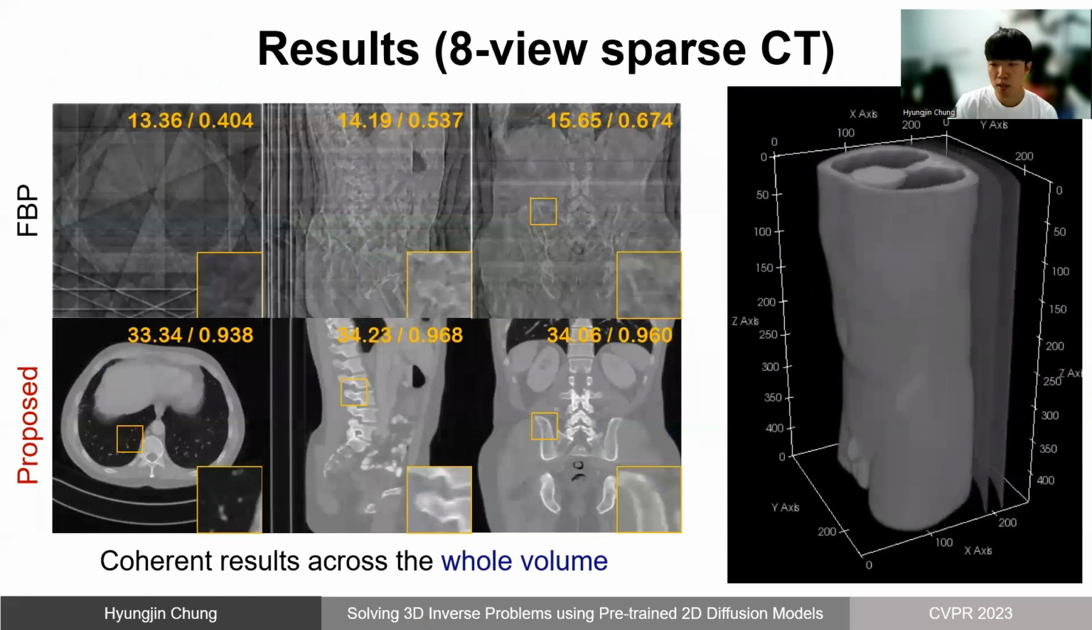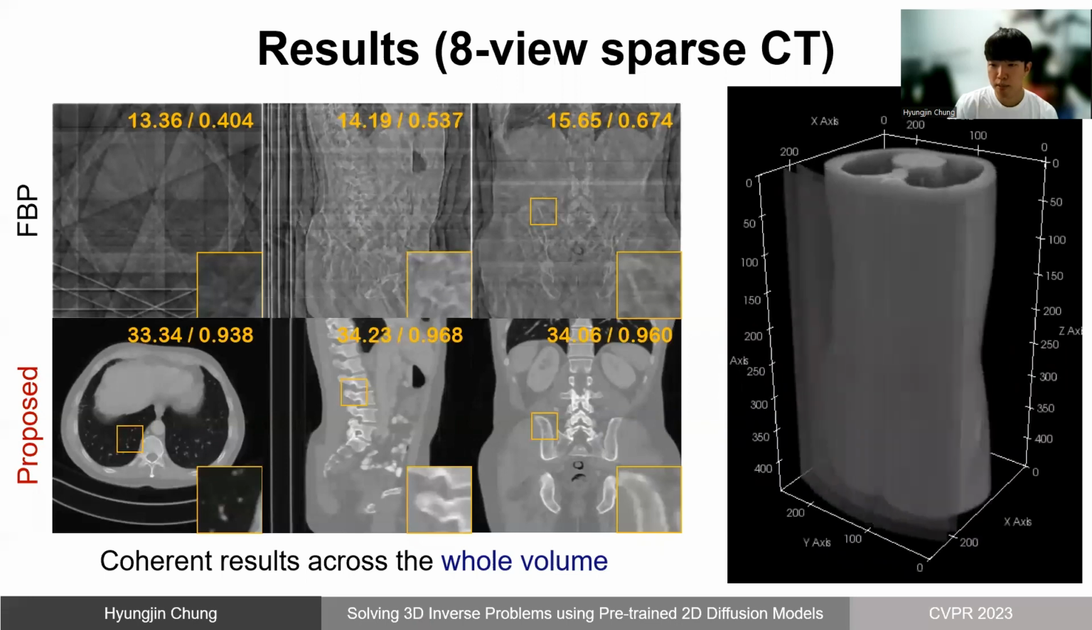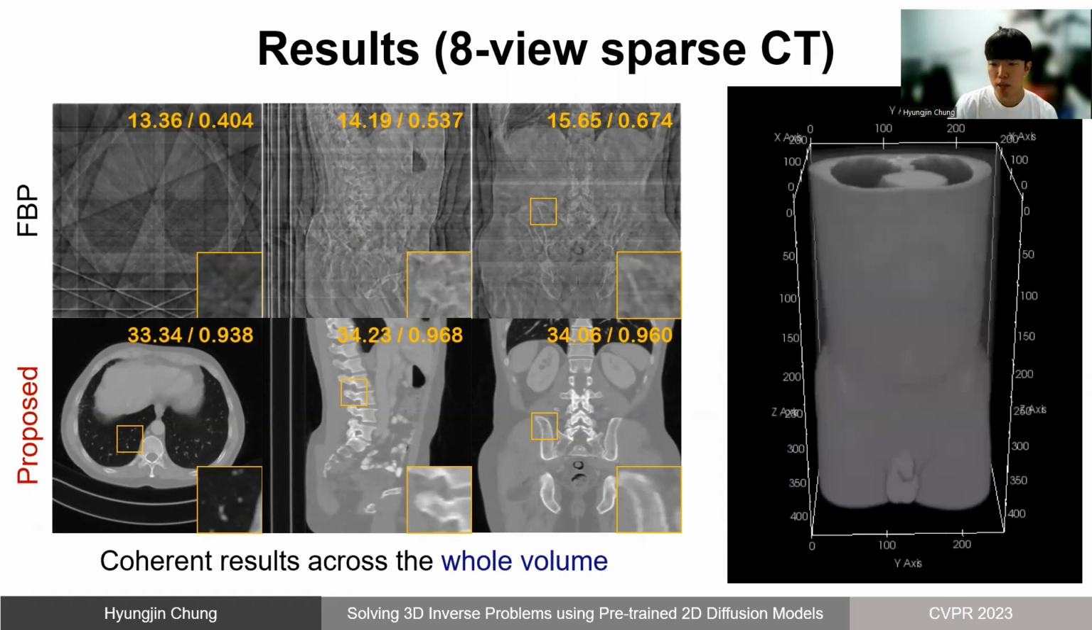Here, we show a representative result of our proposed method, dubbed diffusion MBIR. As can be seen in the figure, from very sparse measurements, our algorithm is able to reconstruct a coherent 3D volume using a diffusion model trained only on 2D slices.